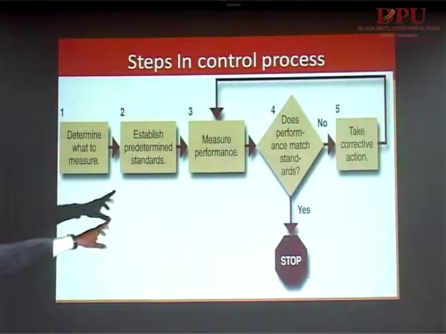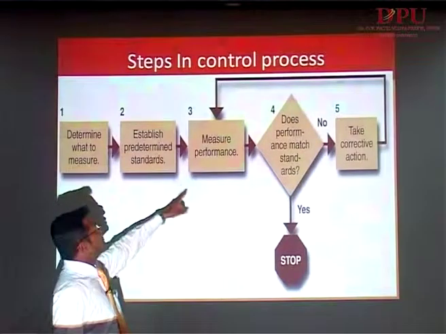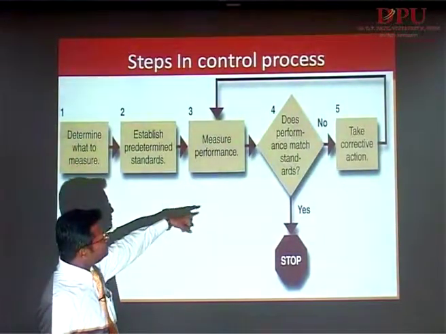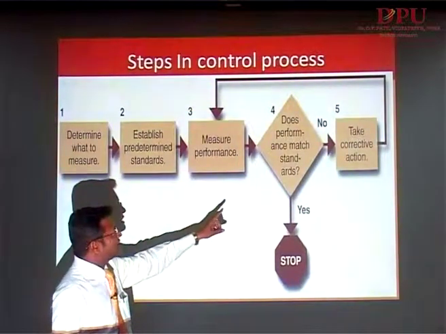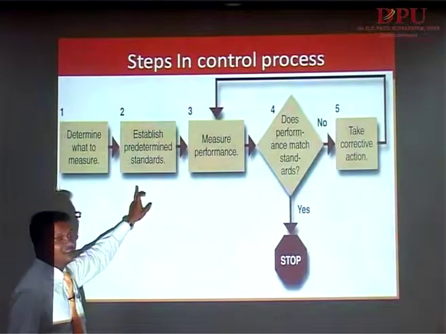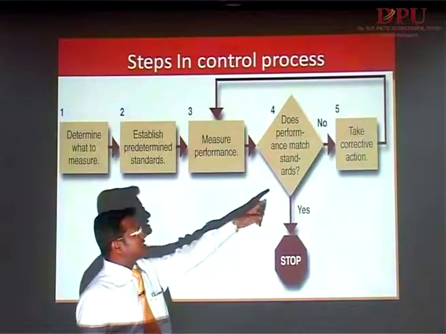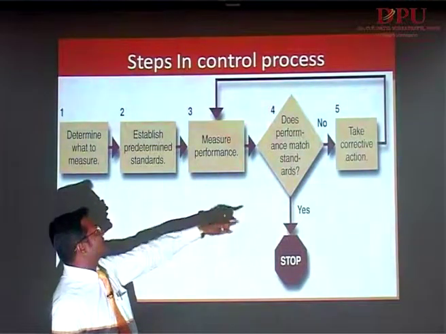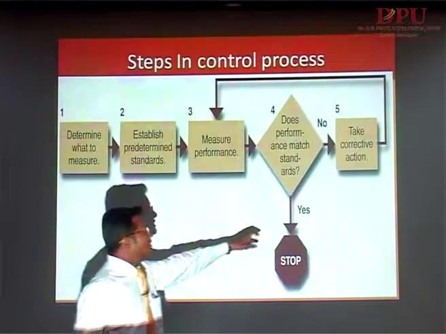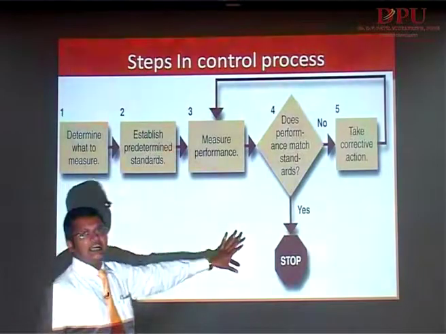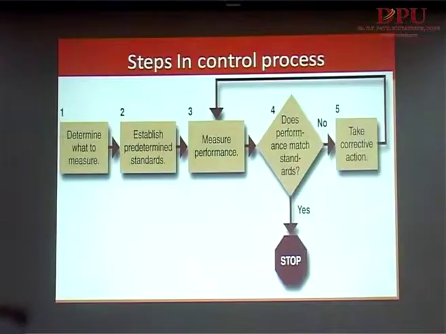Then measure the performance of the process which is carried out by the staff. The fourth step is to see whether performance matches the standard set by the management. If yes, then the activity is stopped. Otherwise, take corrective actions and go back to measuring performance. The process will be endless until the performance is as per the standards of the management. So these are the steps in the control process.